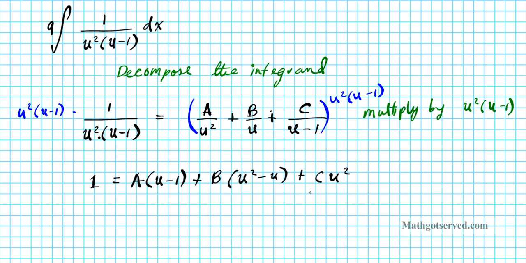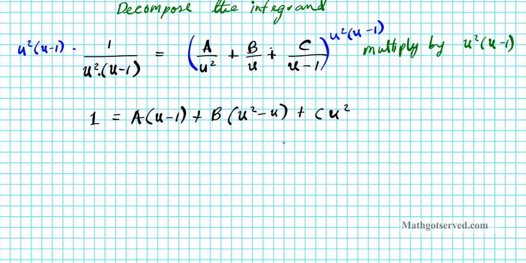Okay? Now, if you look at this, I could solve for c here by simply setting u to 1. If I set u to 1, this becomes a 0, it eliminates b. This becomes a 0, it eliminates a, and I can find out what c is, okay? So let's set u to 1 to find c.